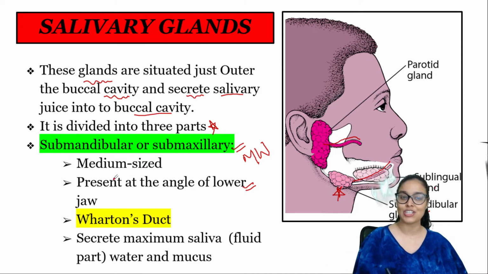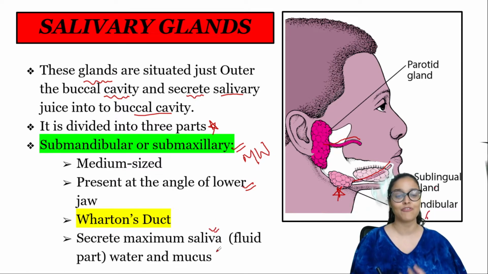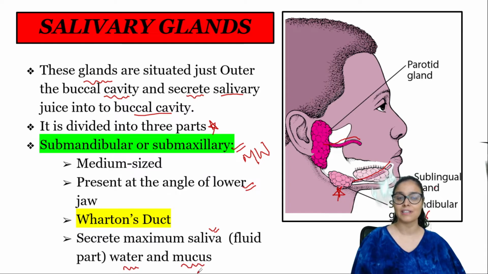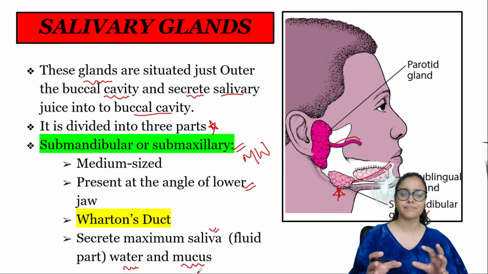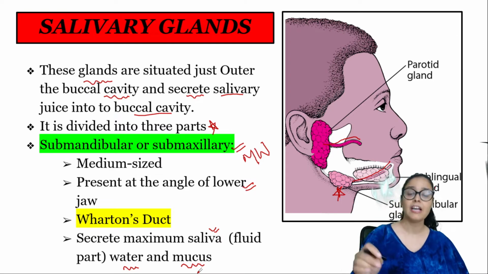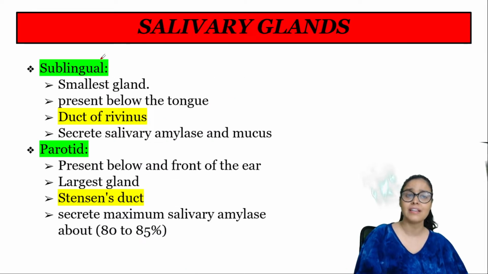And what is the secretion of the submandibular gland? We know it secretes maximum saliva having the fluid part, plus it will be having water, it secretes mucus, that you have to remember, means what will be in the fluid part of saliva: water, mucus. So maximum water secretion and the mucus part is secreted by the submandibular gland.